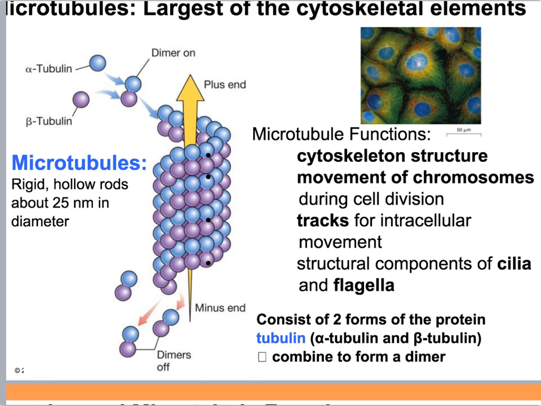They allow chromosomes to move during the process of mitosis when the cells are going to be dividing. They're also tracks for intracellular transport of material in the cell. And there are other structures on cells called cilia and flagella that are long extensions off of the cells, and they can move back and forth. Those cilia and flagella have long microtubules in them that allow them to move, allow the cell to move, or allow the cilia or flagella to move. So again, it consists of two forms of protein tubulin, alpha tubulin and beta tubulin, combined together to form a dimer that then links up to form this hollow tube.